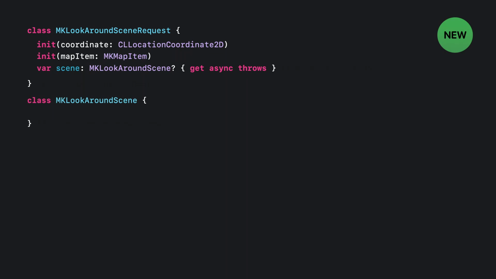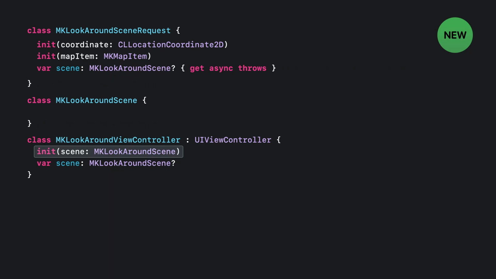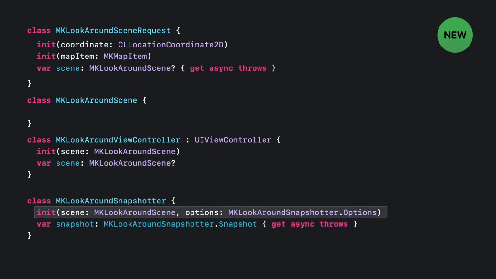The Look Around scene is an opaque object with no properties. It acts as a token that ensures the availability of Look Around imagery for a requested location. To show an interactive preview of the Look Around scene, you simply pass the scene on to a new Look Around view controller instance as an init parameter, or assign it to the read-write scene property of an existing instance. Alternatively, if all you need is a static image, you can also pass the scene on to a new Look Around view snapshotter instance as an init parameter, and subsequently retrieve its snapshot async property.